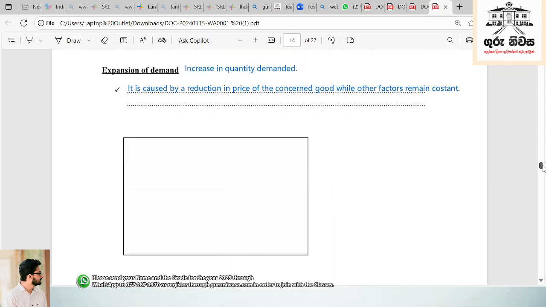You might be thinking that this is very simple. No, this is not simple. I'll show you past paper questions. Questions are very tough, creative. This is the theory part, remember. Now you can draw the demand curve.